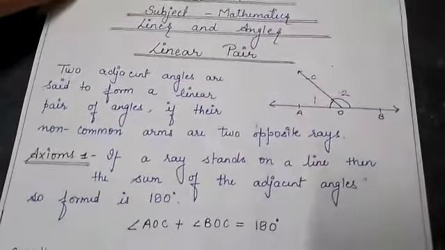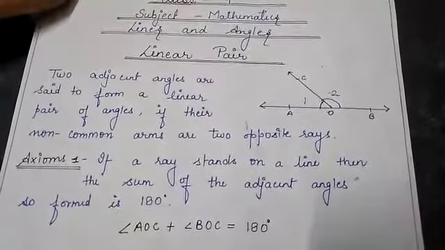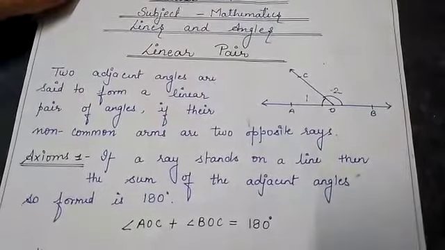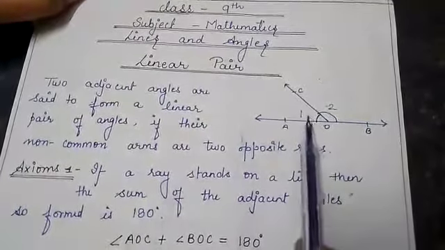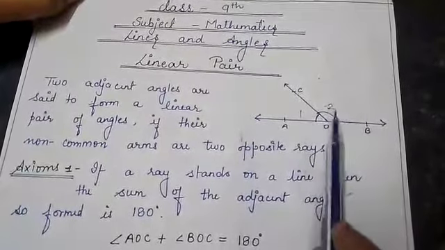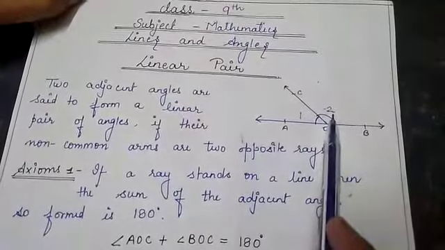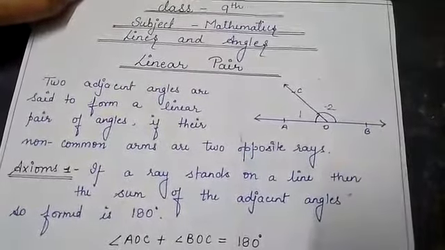Now the axiom of the linear pair of angles is: if a ray stands on a line, then the sum of the adjacent angles so formed is 180 degrees. That means the sum of the two angles is 180 degrees. That means the sum of angle 1 and angle 2 is 180.